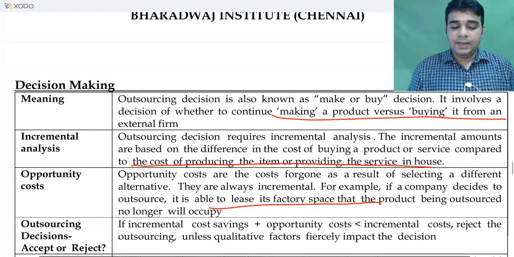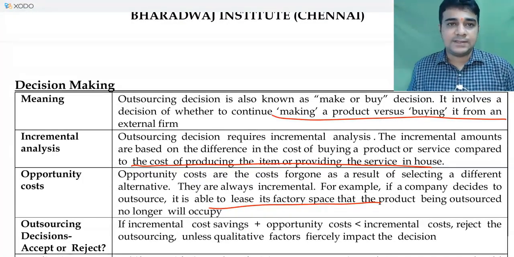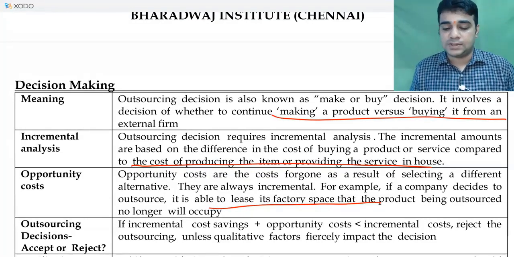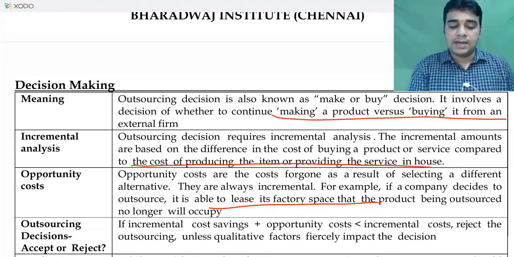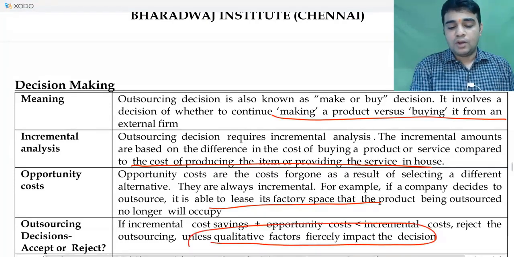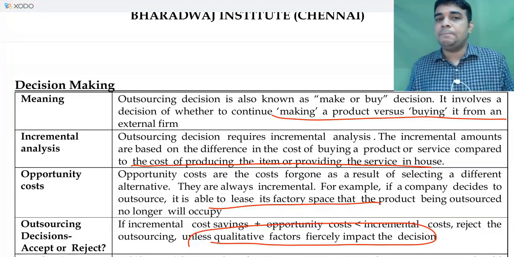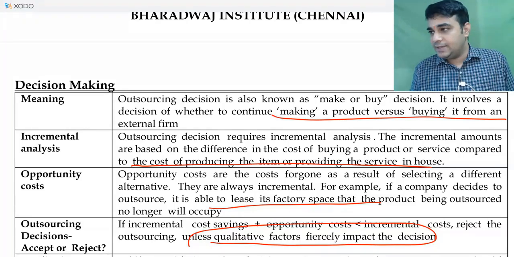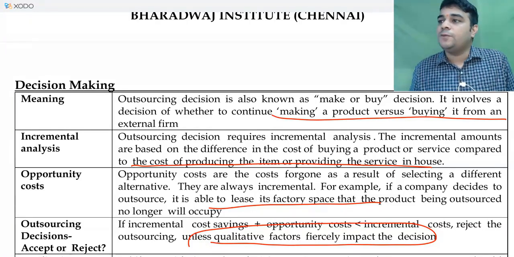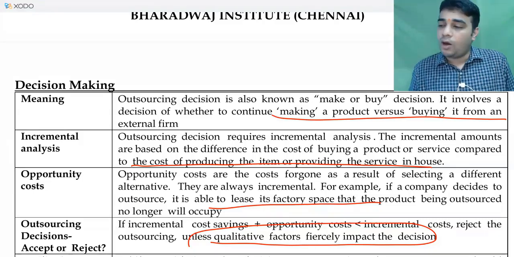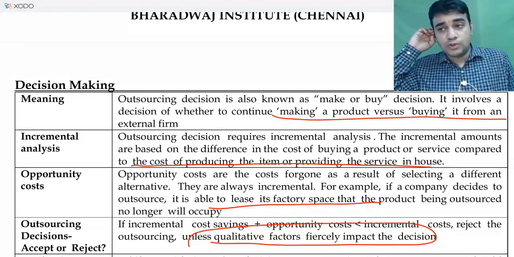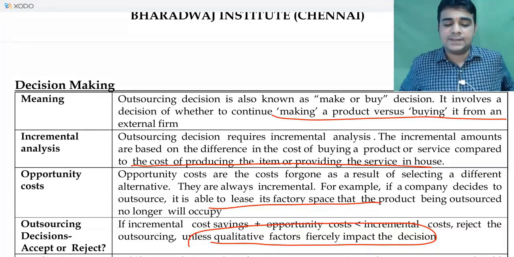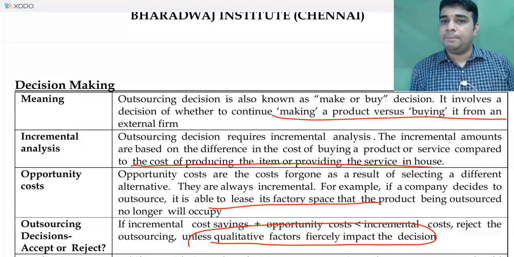Outsourcing decision finally: if incremental cost savings plus opportunity cost is less than the incremental cost, then reject the outsourcing unless qualitative factors fiercely impact the decision. If you are going to buy it from outside and the savings are on the lesser side, then what we finally conclude is, instead of outsourcing it, let's continue making the products. In net you will do a financial analysis, but the end point says unless the qualitative factors fiercely impact the decision.